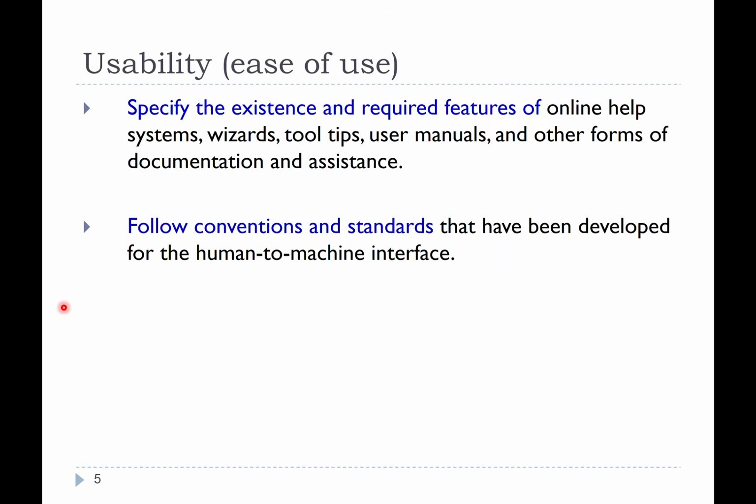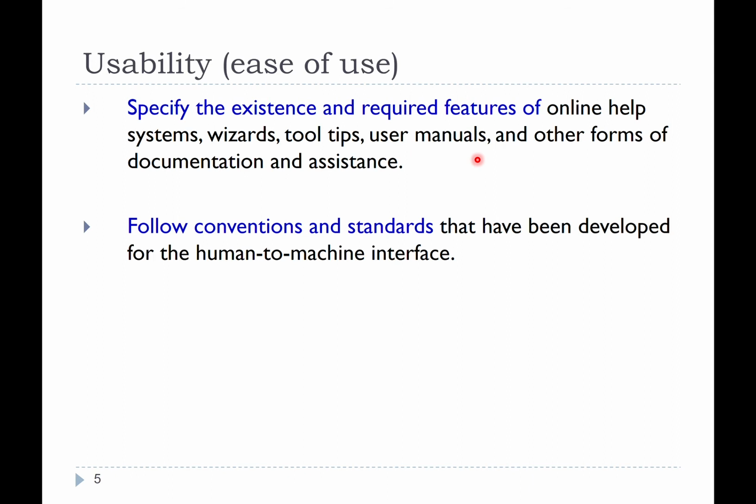Okay, usability doesn't have to be in the sense of somebody using a software only, but usability can come in the form of the availability of, say, online help, wizards, tooltips, user manuals. These are the sort of things that, by being available to the user, make it easier for them to understand how that software works and to be more proficient in using it.